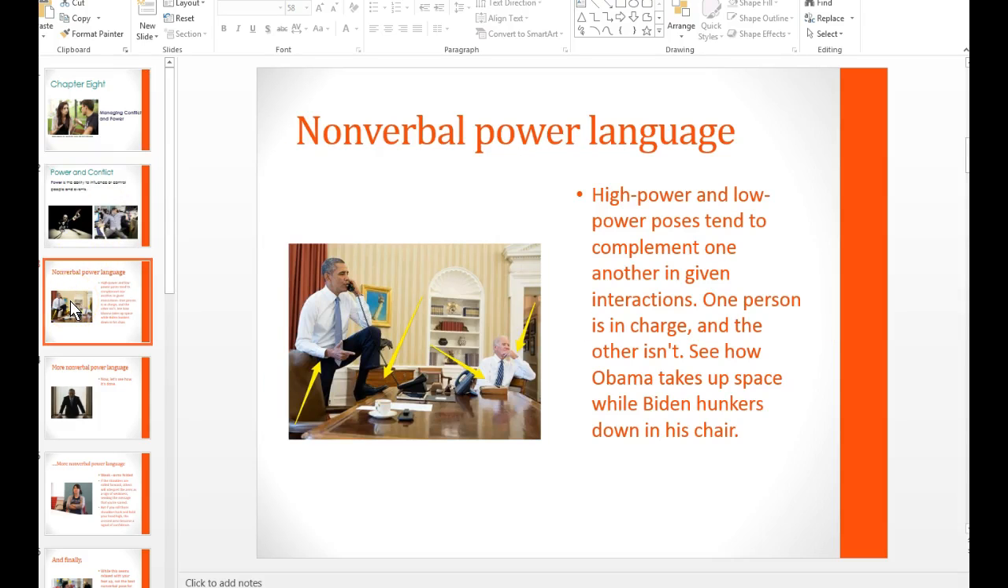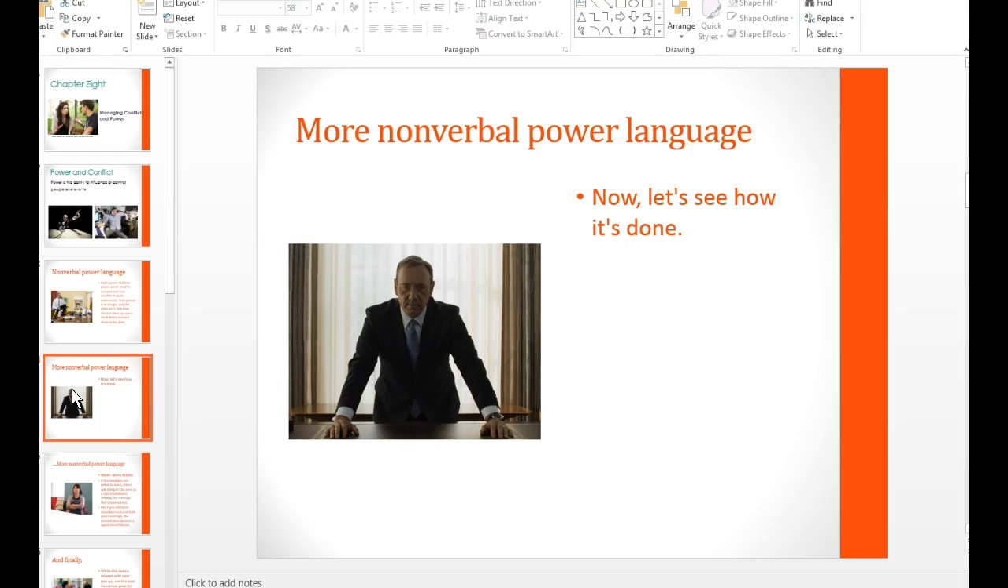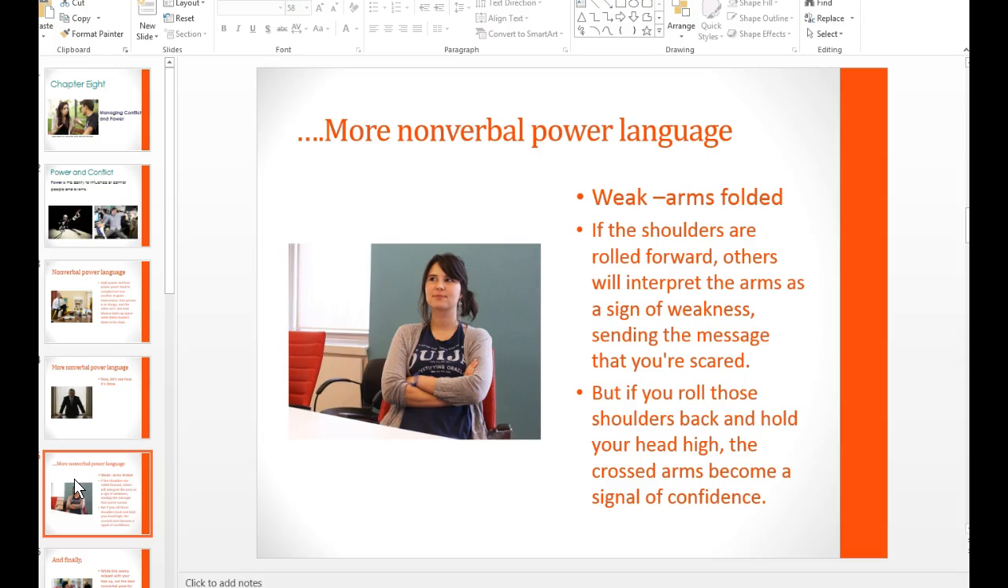Nonverbal power language shows high power poses, low power poses. As you see in this picture, Obama takes up space while Biden hunkers down in the chair. In this one, Frank Underwood shows you how it's done. In this one, we've got the arms folded.